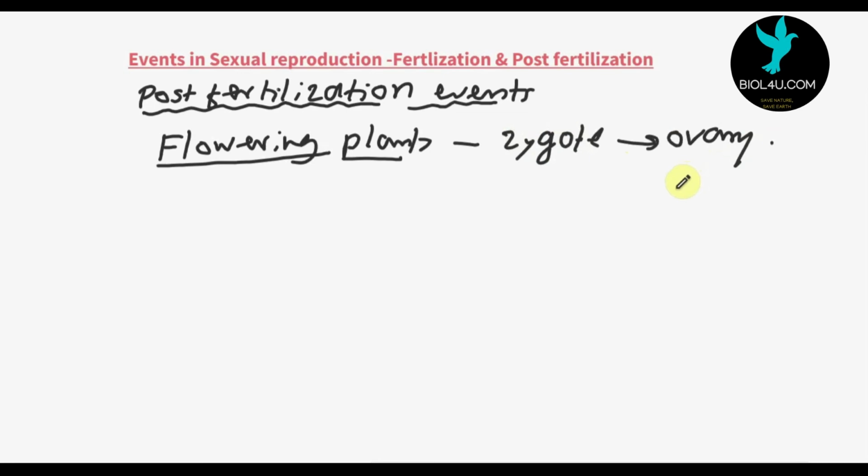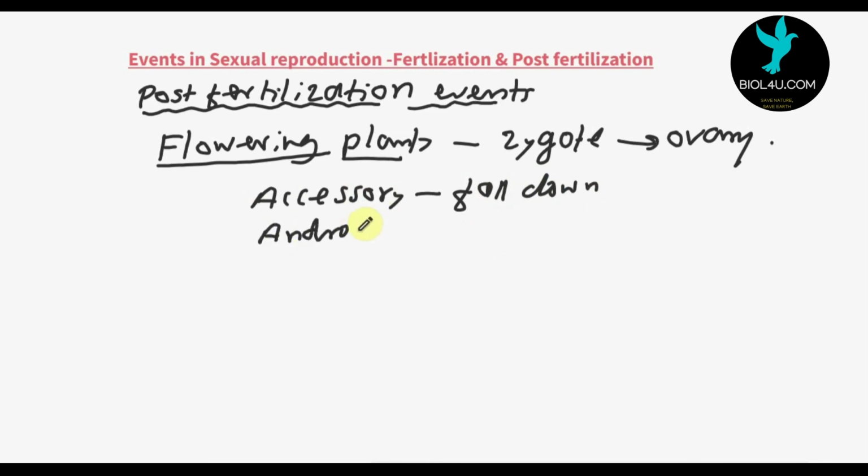After the fertilization, the flower having accessory whorls or non-essential whorls and essential whorls, the accessory whorls, that is the corolla and calyx, will fall down. The remaining parts are the androecium and gynoecium. After the fertilization, the androecium also will fall down. The androecium does not remain there. Then the remaining part is the ovary.